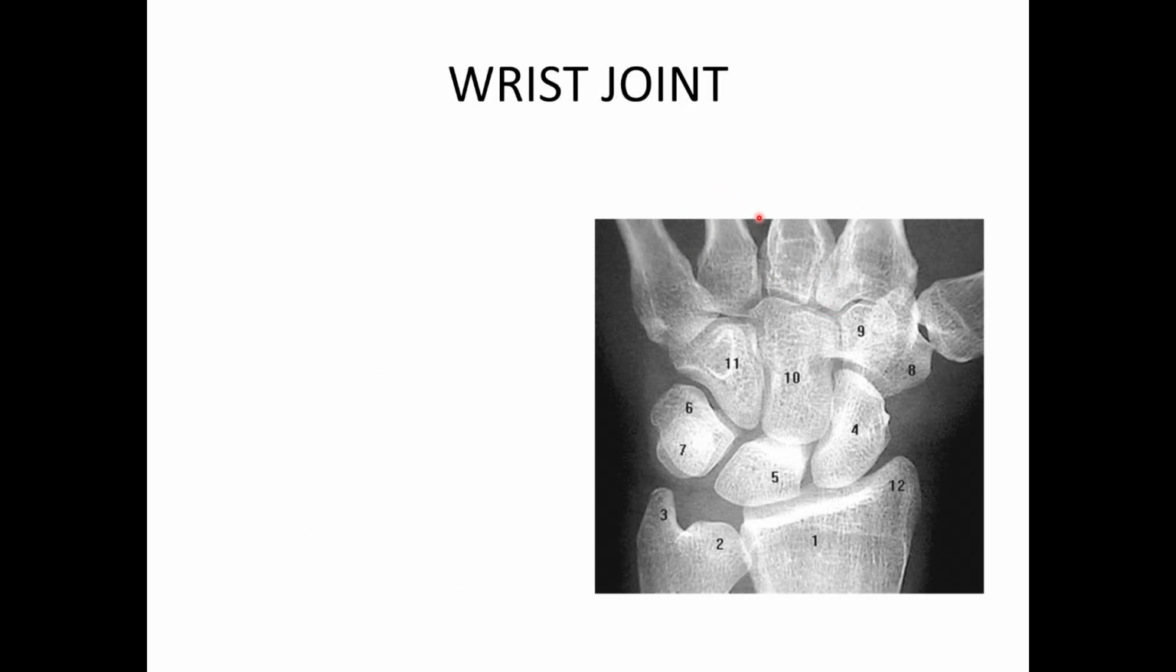Here we have the wrist joint, plain X-ray modality. 1 we have the radius, 2 we have the head of the ulna, 3 we have the styloid process of the ulna. Let's start with the bones.